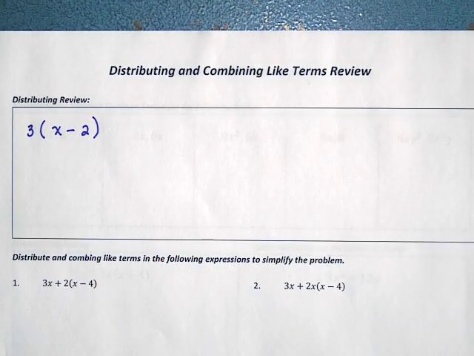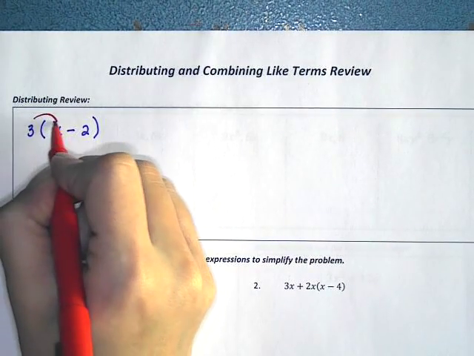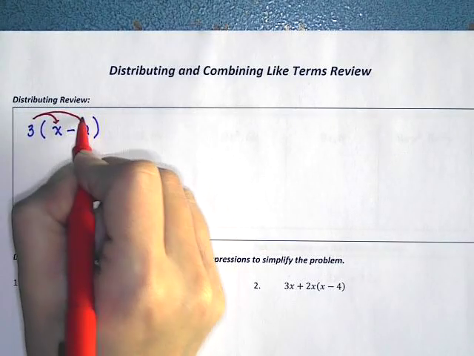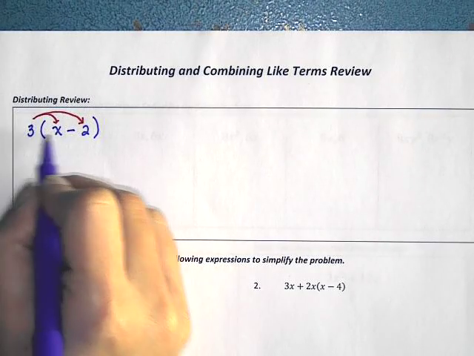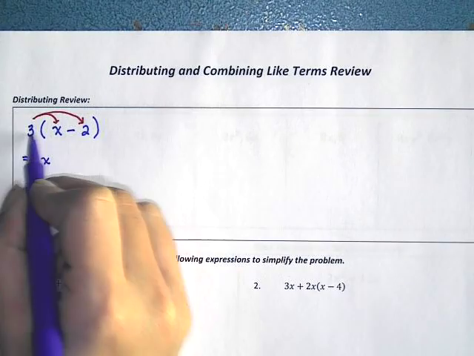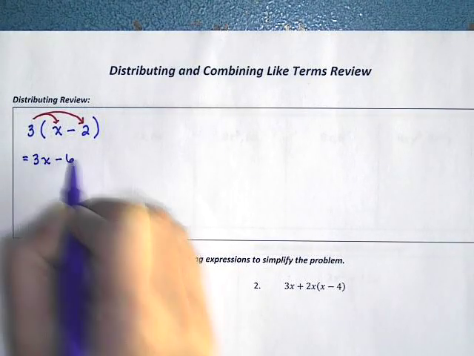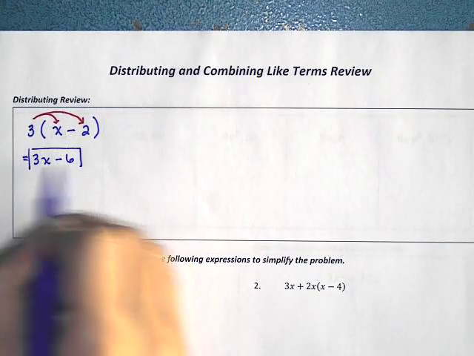So in order to get rid of the parentheses, I'm going to distribute the 3. Now distributing means multiplying, so I'm going to distribute the 3 to the x and to the minus 2, which means I'm going to get 3 times x, which is 3x, and 3 times negative 2, which is negative 6. And that will be my final answer.